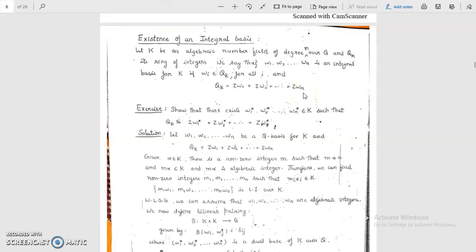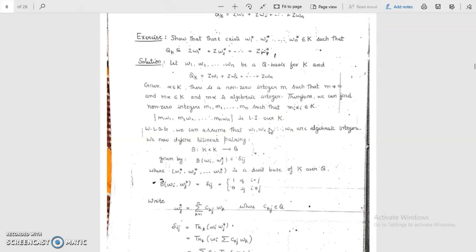Next exercise: show that there exist ω1*, ω2*, up to ωn* belonging to K such that O_K is contained in Zω1* plus Zω2* plus so on Zωn*. Now we give the solution. Let ω1, ω2, so on ωn be a Q basis for K. Since this is a Q basis, O_K is contained in Zω1 plus Zω2 plus so on Zωn.